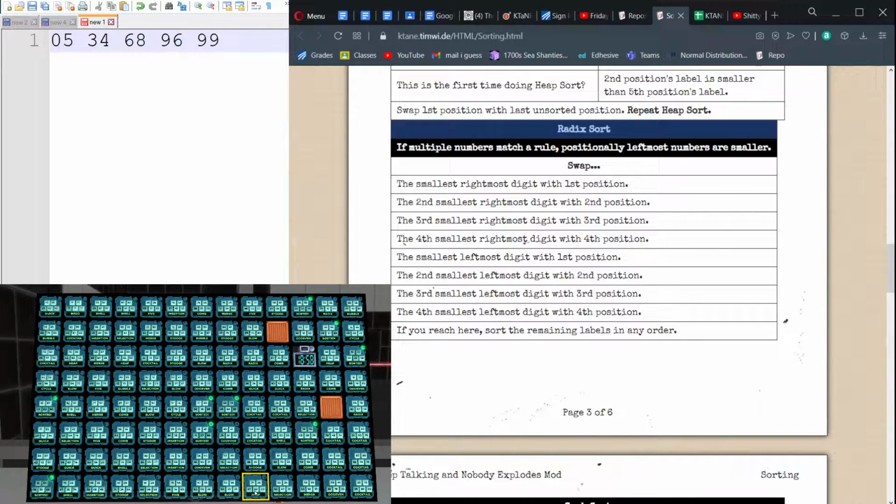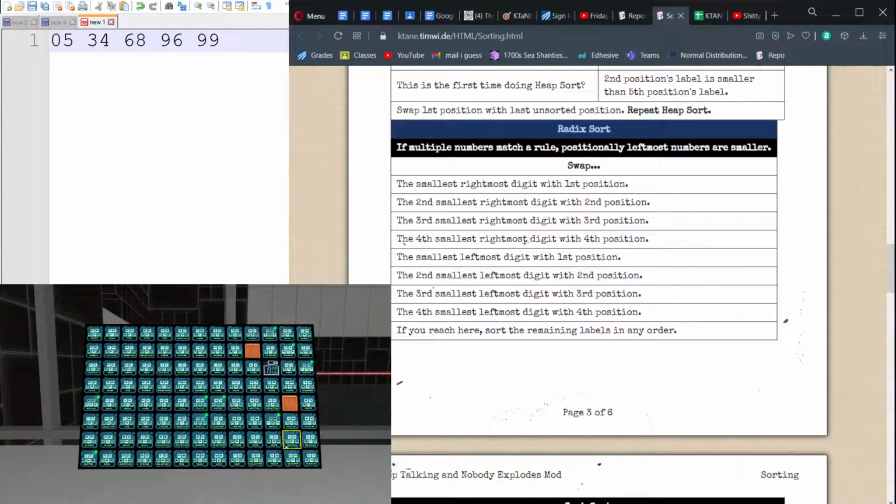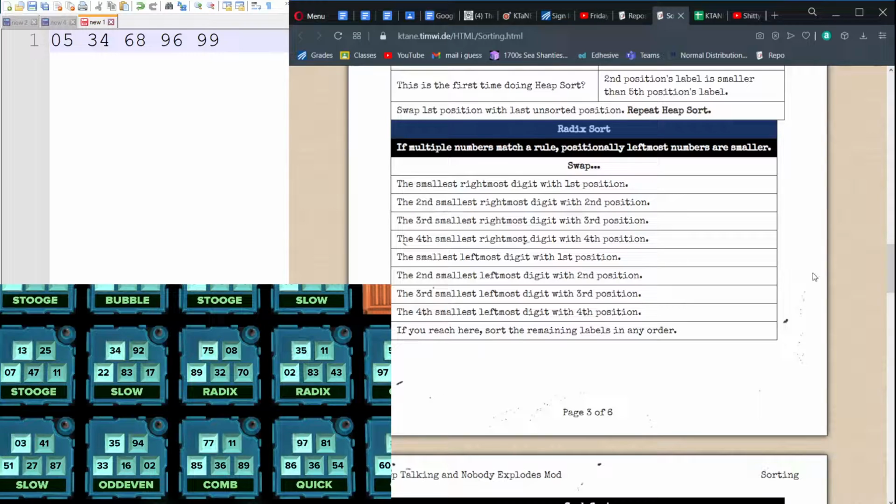And now we're on to Radix Sort, if I can find one. There we go. Now, this one is a bit tricky to understand at first, but basically what you do is you split each number into a pair of numbers, and then you sort them based off the right digit, you swap them based off their right digit first, and then their left digit.